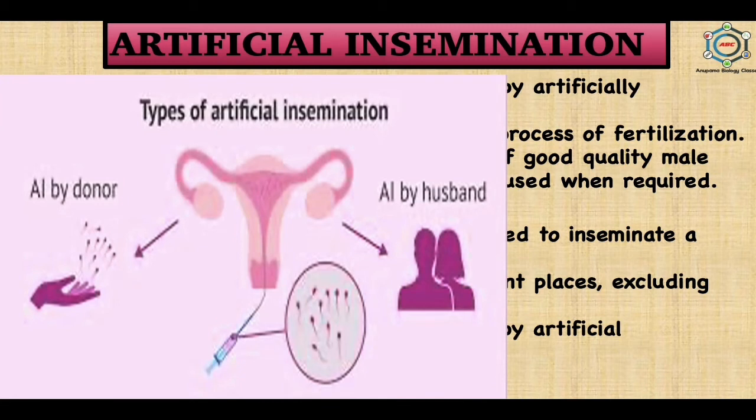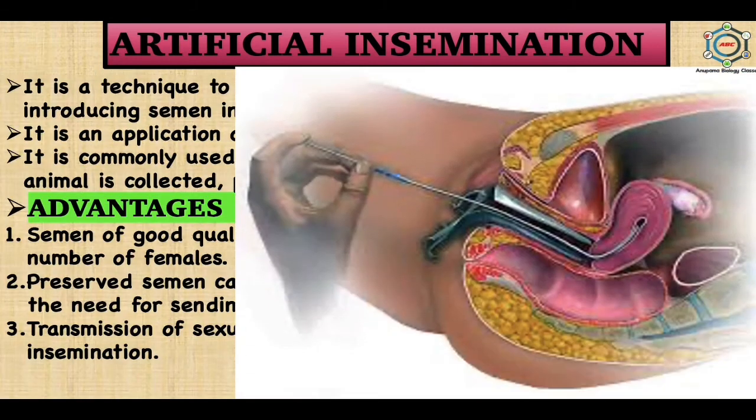It is used in human beings for improving the chances of fertility. Here, the donor of the sperm can be the husband or any other person. If the husband is the semen provider, it is called AIH, that is artificial insemination husband. And if another donor is the sperm provider, it is called AID, that is artificial insemination donor.